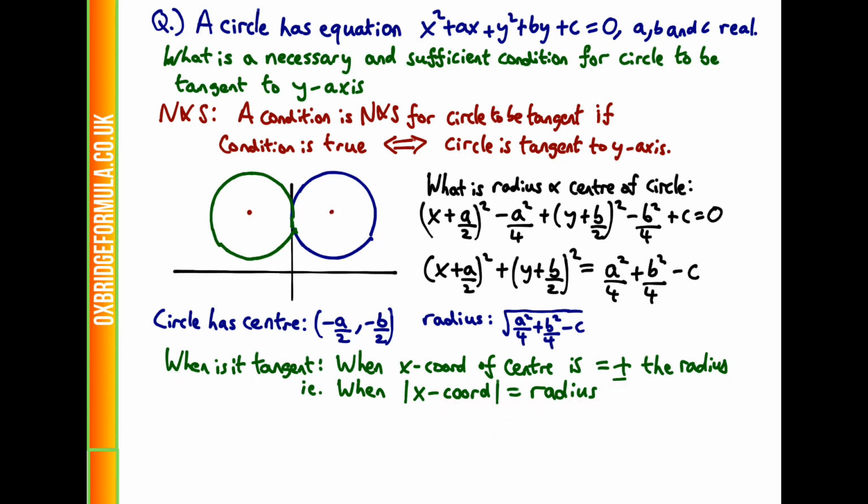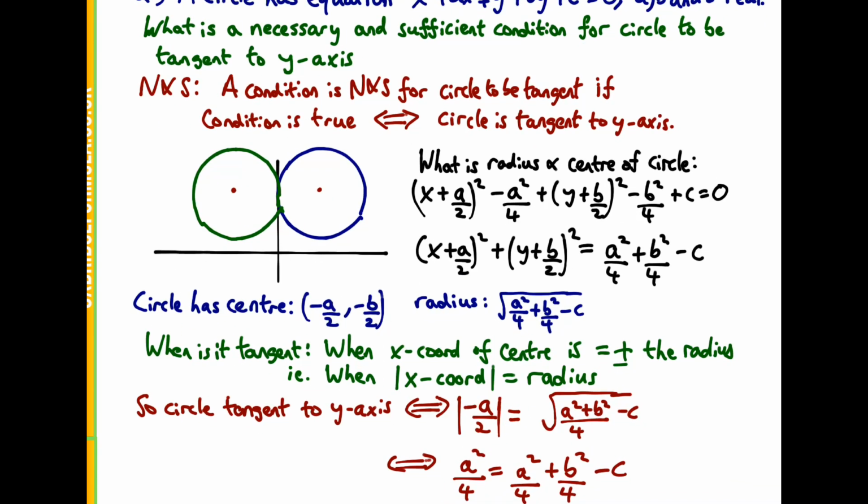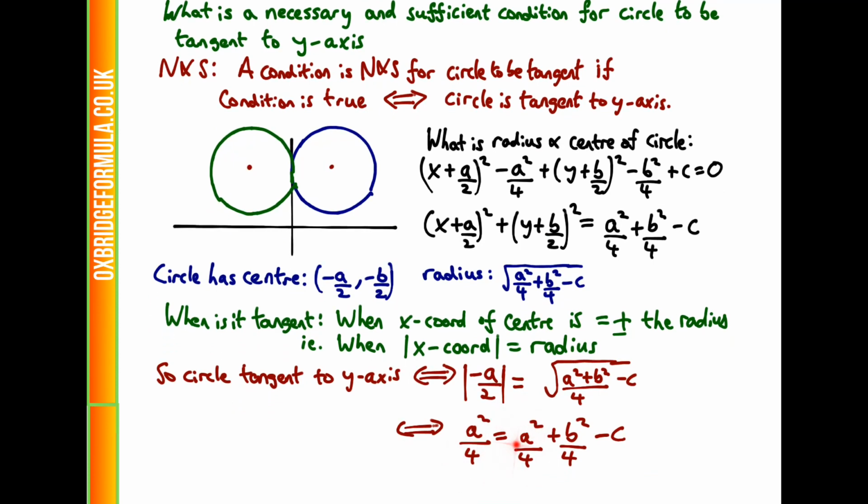So putting this into some maths, our circle is tangent to the y-axis if and only if the absolute value of the x-coordinate of the centre, which is −a/2, is equal to the square root of a²/4 + b²/4 − c. And how may we simplify this to one of the options we're given? Well, because we have an absolute value here, if we square both sides, this still preserves equivalence. So this is equivalent to a²/4 = a²/4 + b²/4 − c. Going from here to here is one direction, by squaring both sides. But this also has a reverse implication, because the modulus sign takes care of the positive and negative square root. So this is an equivalent statement.